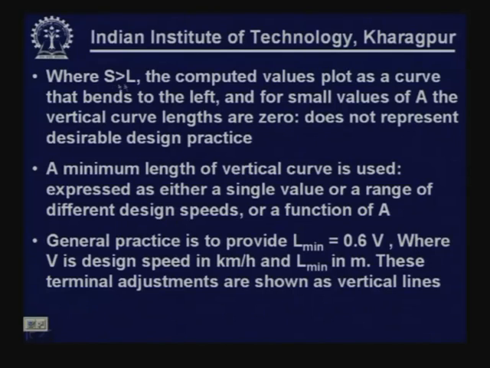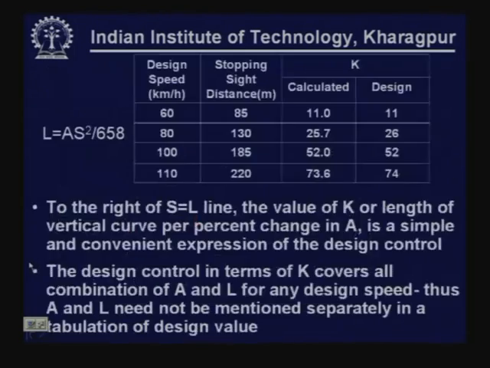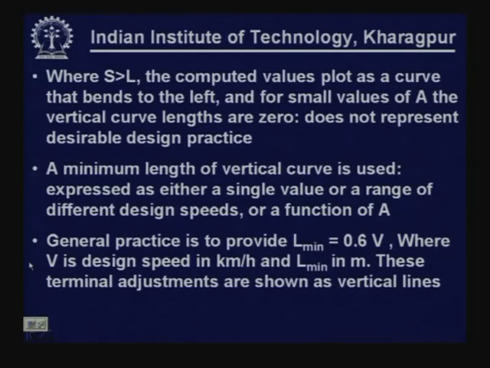So, where S is greater than L, the computed values plot as a curve that bends to the left, and for small values of A, the vertical curve lengths are 0. It does not represent desirable design practice. You can again see that it is taking a turn to the left, so it will be a shape of that kind. Because it does not represent desirable design practice, a minimum length of vertical curve is used.